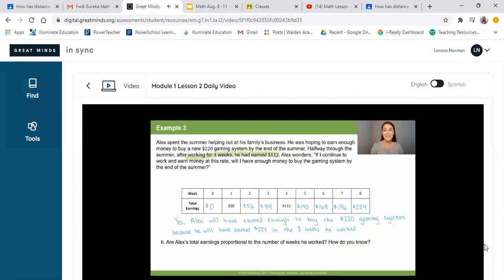You might have been thinking, yes, the table shows an example of a proportional relationship. Alex's total earnings are proportional to the number of weeks he worked. We can multiply the number of weeks he worked by a constant value of 28, which determines the corresponding earnings for that week.